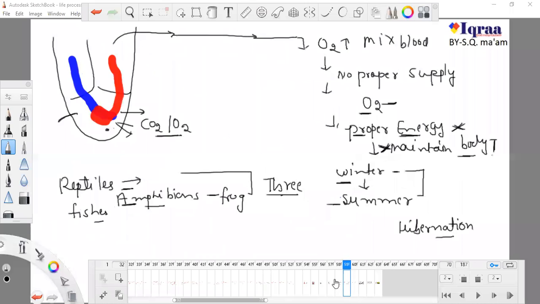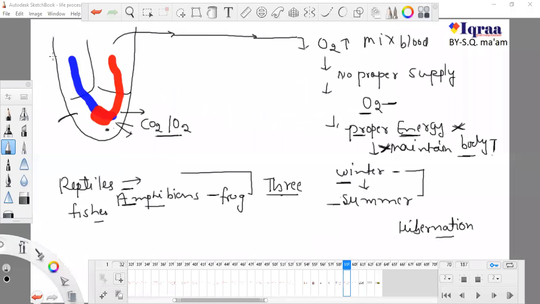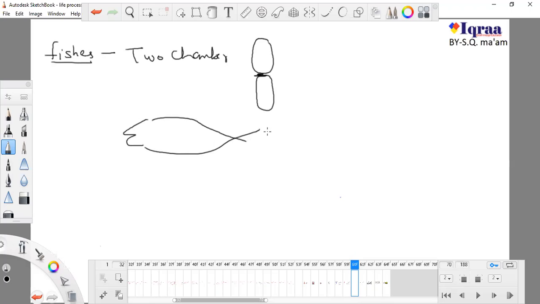Now I'm talking about fishes. Now fishes are a bit unique. Fishes have only a two chambered heart, one atrium and one ventricle, and they purify their blood with gills. They have one atrium and one ventricle, and there are gills. These are gills. So gills help to purify their blood.